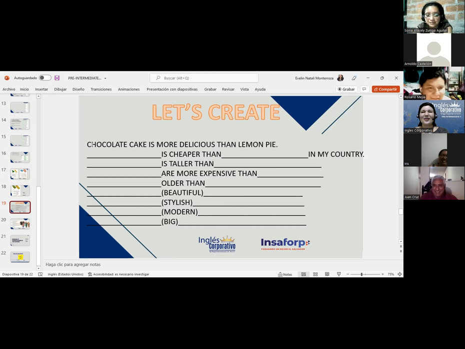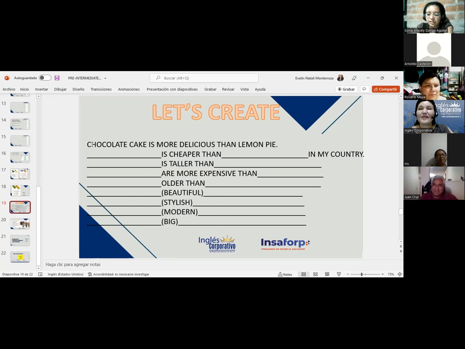Okay, Rosemary, the second sentence. This is the beautiful. But give me the sentence. Ya tengo tres en cola aquí. Think about it. Piénsela. Sonia, your sentences.